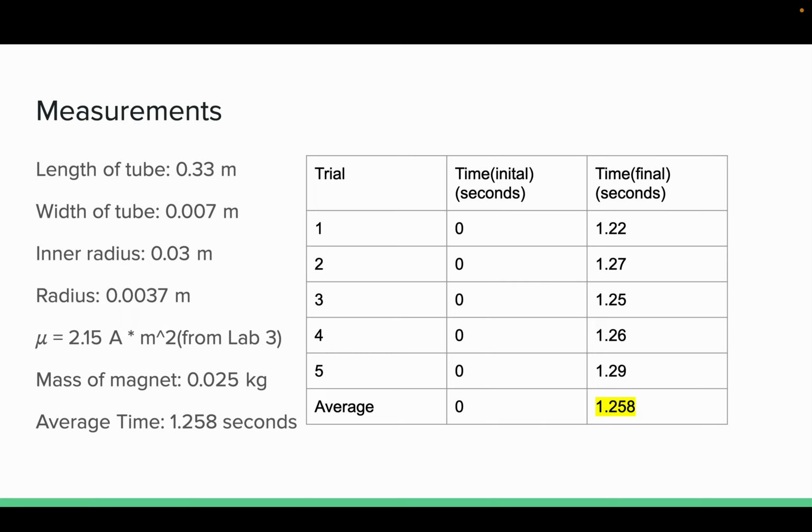The length of the tube was 0.33 meters, width of the tube 0.007 meters, the inner radius 0.03 meters, and the total radius is 0.037 meters. The magnetic moment, which was from lab 3, I calculated it to be 2.15 amperes times meters squared. The mass of the magnet is 0.025 kilograms, and then as you can see here from these 5 trials, the time taken for the magnet to fall through the tube, the average was 1.258 seconds.